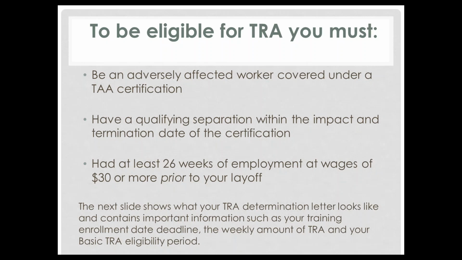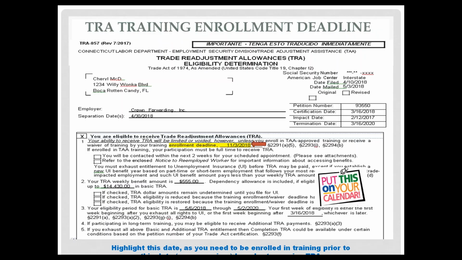The next slide shows what your TRA determination letter looks like and contains important information such as your training enrollment date deadline, the weekly amount of your TRA, and your basic TRA eligibility period. This is what the determination letter will look like. There's a lot of information. The main points right here: we talk about your enrollment date deadline, your weekly TRA amounts, and your eligibility period.